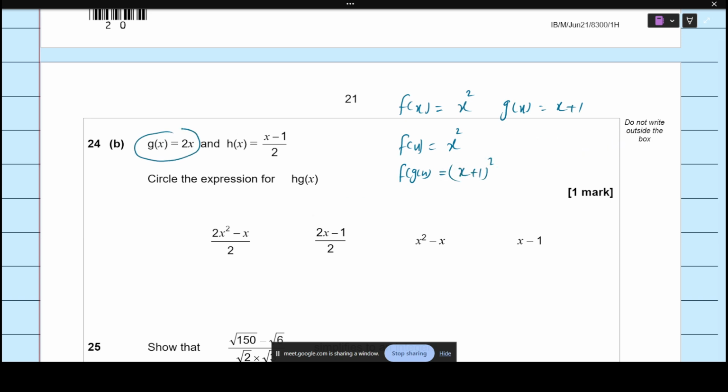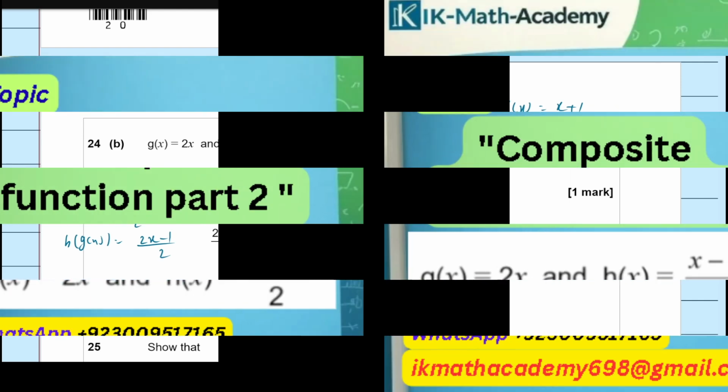Similarly, we have here g of x, which is 2x, and h of x, which is (x minus 1) by 2. I need to put the value of g of x, and I want to write h of y. So that's going to be (y minus 1) by 2. It means when I change the value inside this bracket, I need to change the variable. Similarly, if I put g of x here instead of x, so that's h of g of x, I need to change the variable to 2x. That's going to be (2x minus 1) by 2.